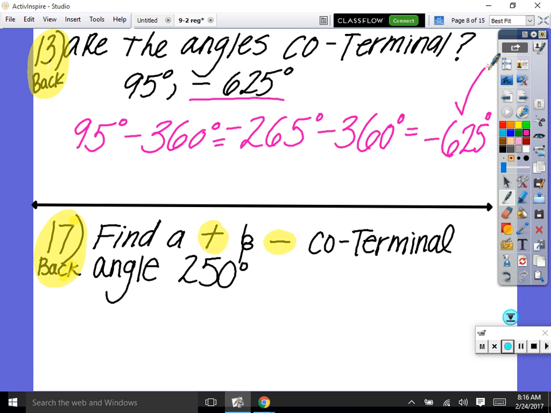So with that, it was coterminal. Yes. If it would have ended up at negative 630, then they weren't coterminal angles. Okay, awesome. Look at 17.